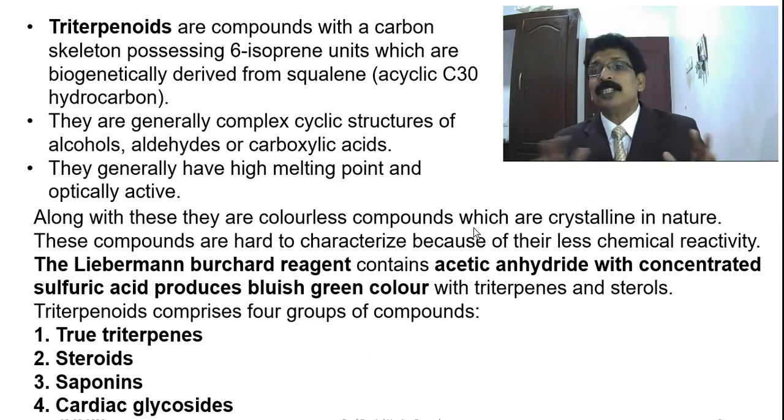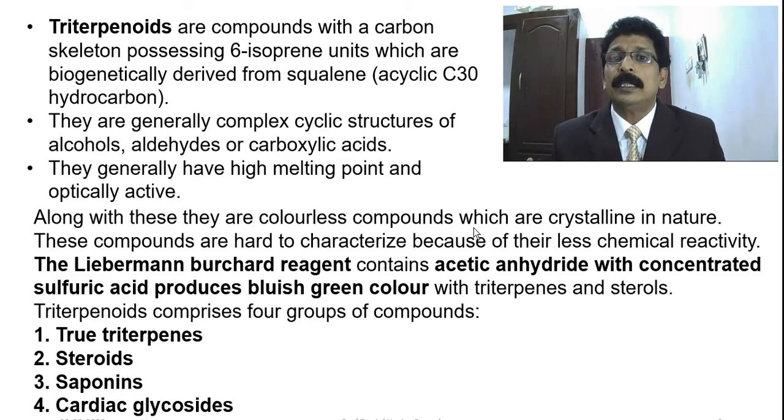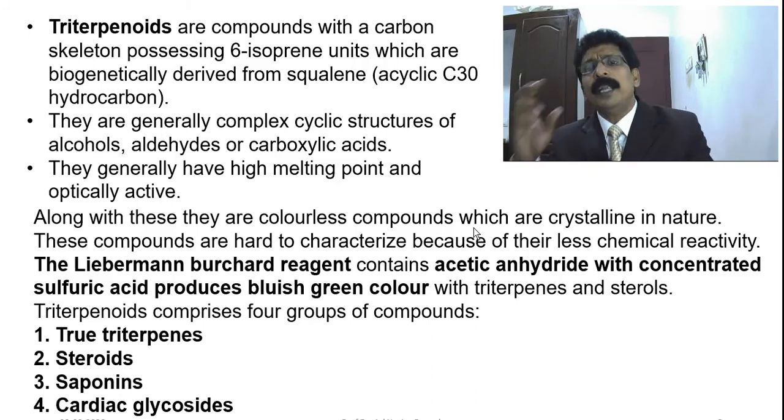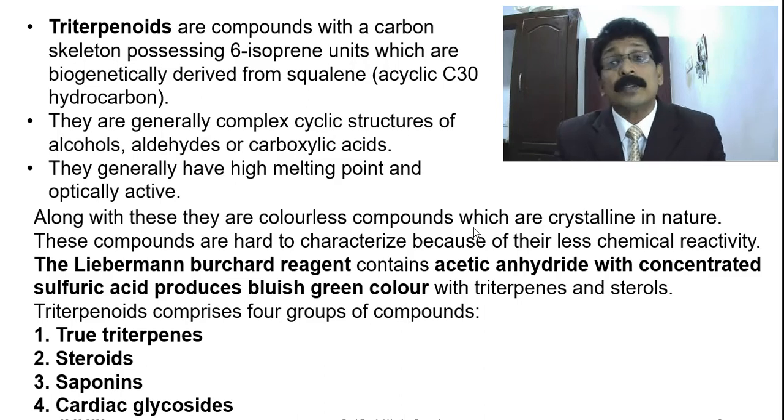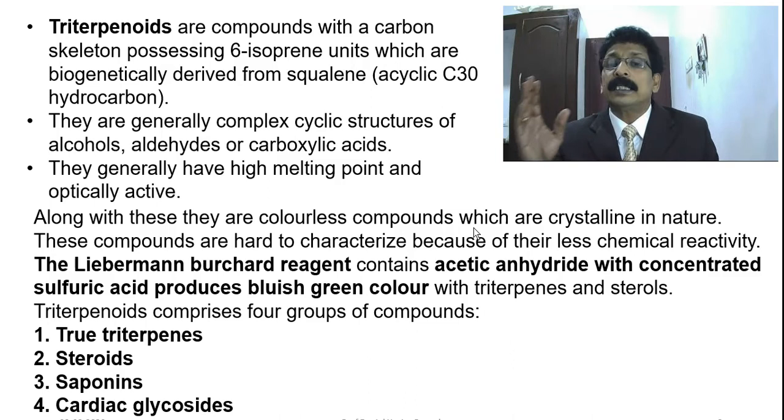The Liebermann-Burchard test is a very important test for any steroidal and terpenoid compounds. So you can see the Liebermann-Burchard reagent contains what? Acetic anhydride with concentrated sulfuric acid. So whenever you are using the word acetic anhydride or any chemical name, immediately the student should remember the structure of the compound should come as an imaginary picture. Then only you can be thorough with the chemistry. You know, acetic acid, everybody knows, CH3COOH.